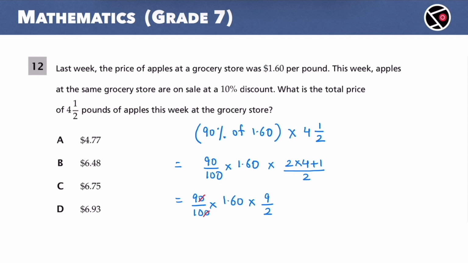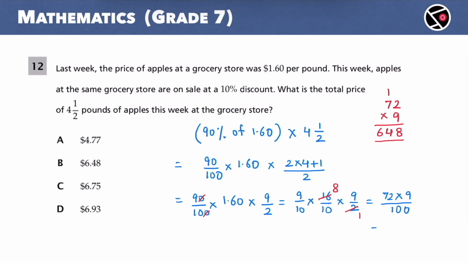We get rid of the 0 and we have 9/10 multiplied by 16/10, times 9/2. 2 1s are 2, 2 8s are 16. So we have 9 8s are 72 times 9 divided by 100. Let me multiply 72 by 9. 9 2s are 18, 9 sevens are 63, plus 1 is 64. So we have 648 divided by 100, or 6.48. The correct response is $6.48.